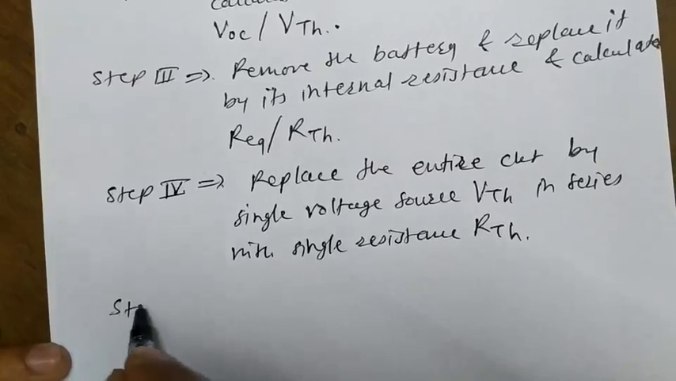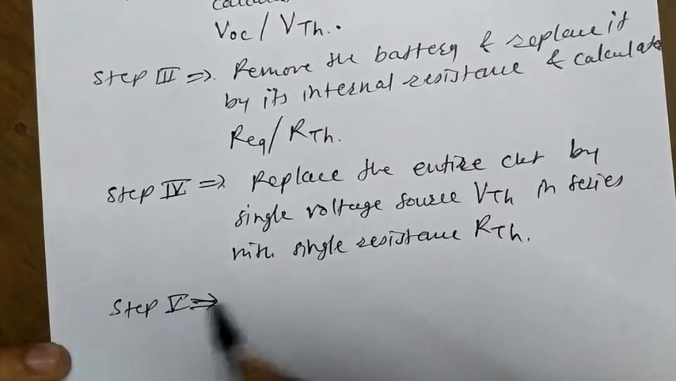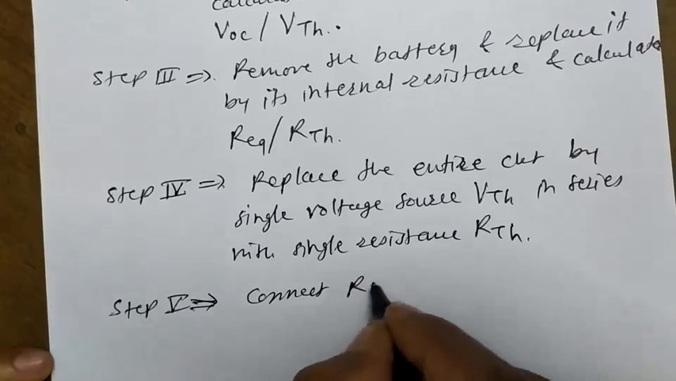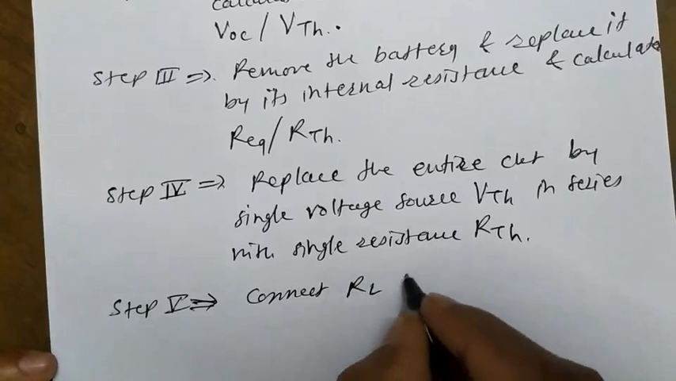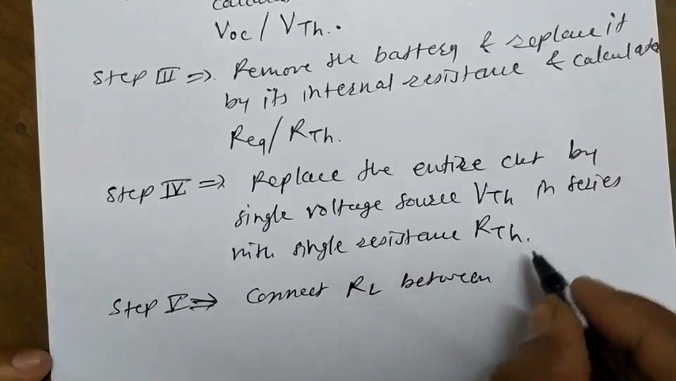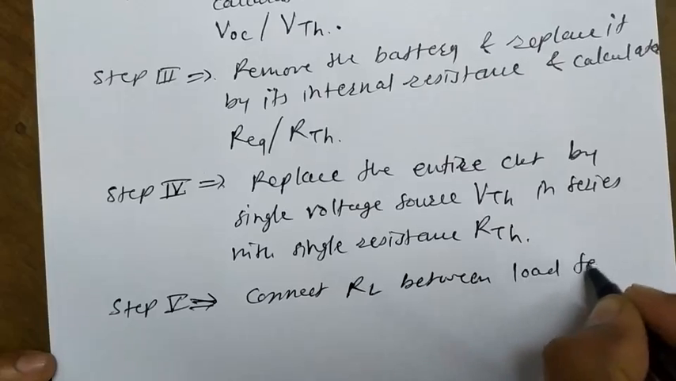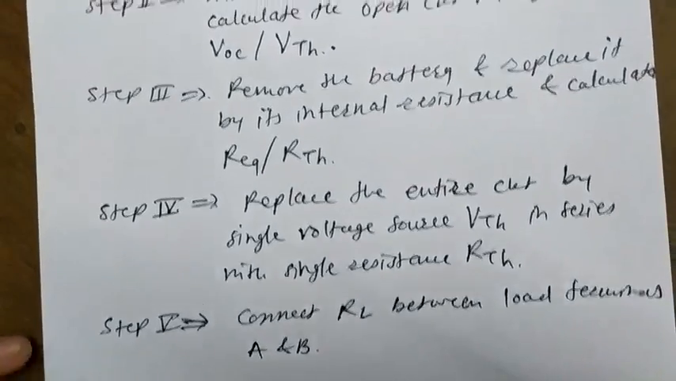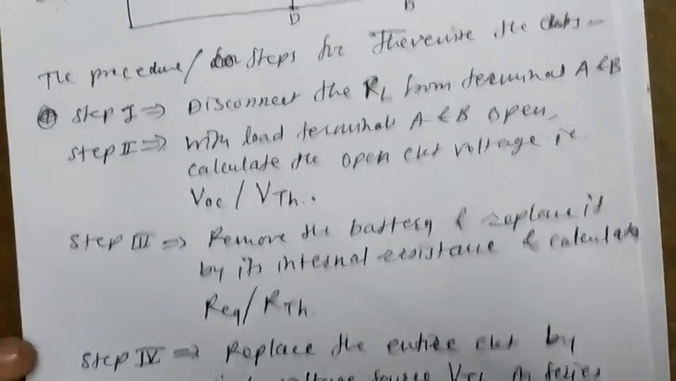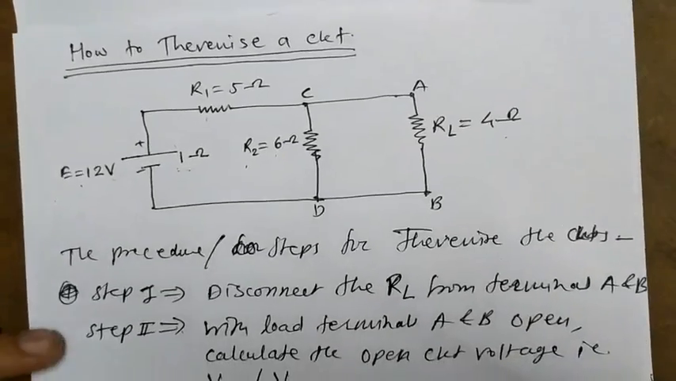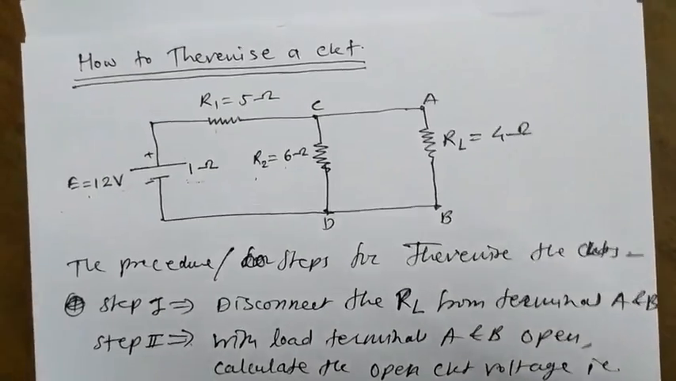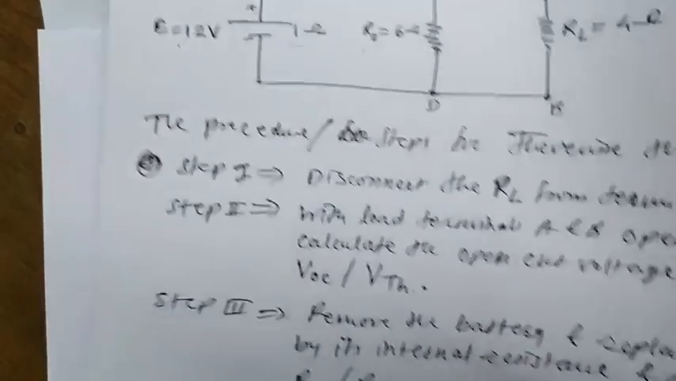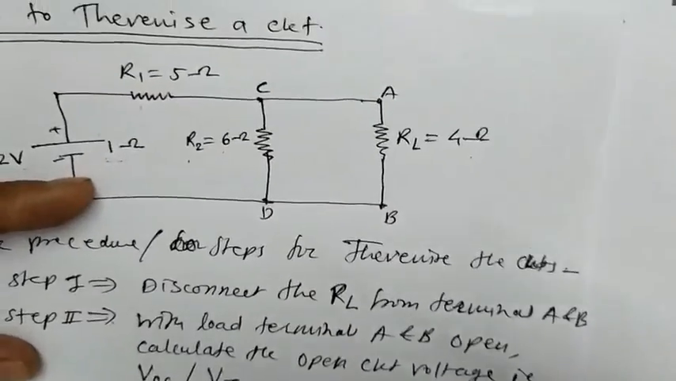And step 5 is to connect RL between load terminals A and B. Now these are the 5 steps you have to adopt in order to Thevenise any linear given circuit. Now in this circuit we have some values. By adopting all these steps we have to Thevenise this circuit.